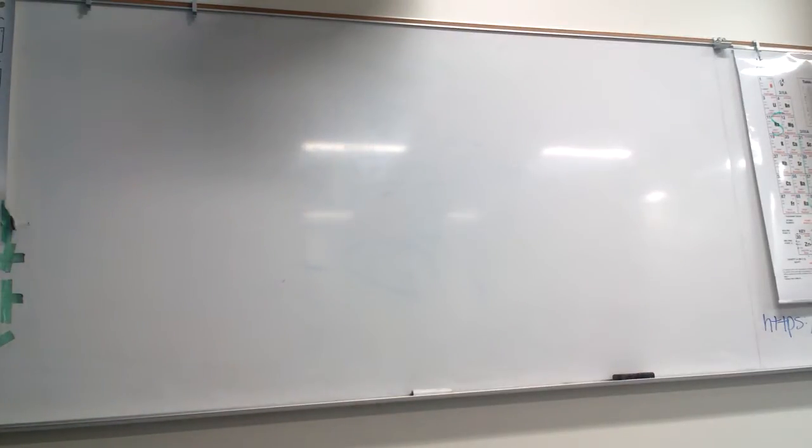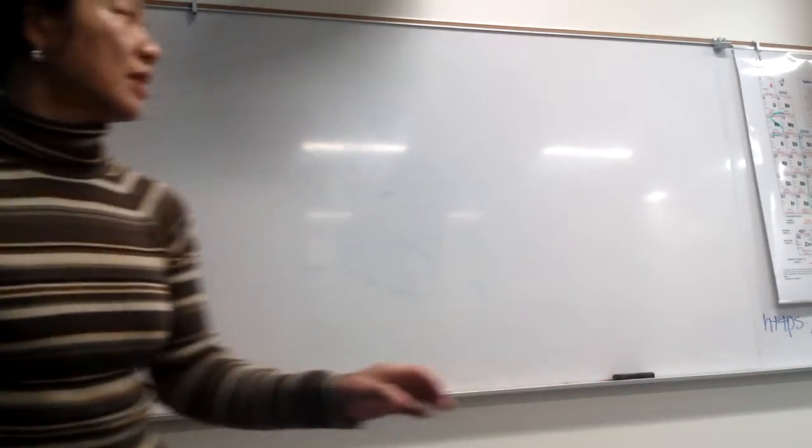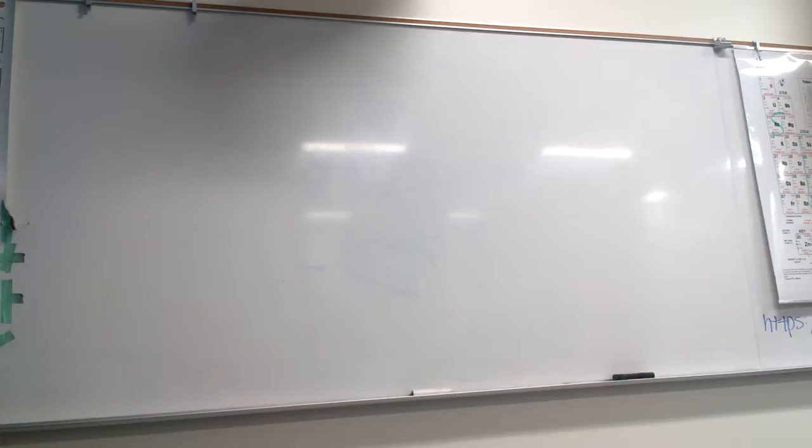Here it is. So, okay. Now the cardiovascular system is made up of three main parts: your heart, your blood vessels, and blood. Today we're going to study the blood part, okay?